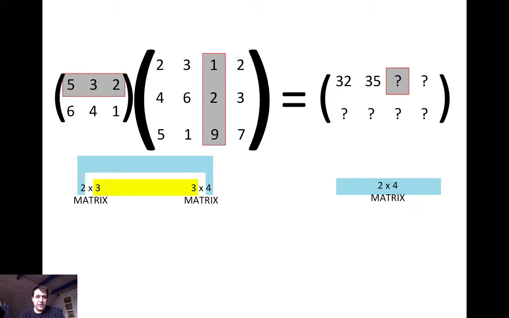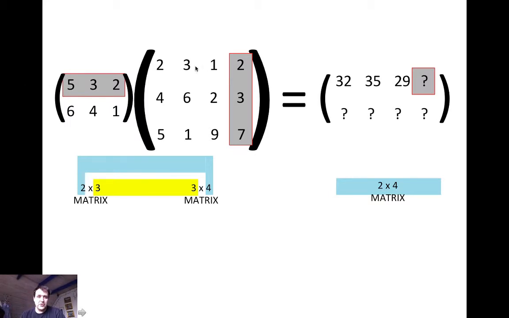And then the next one is row 1, column 3. So 5 times 1, 3 times 2, 2 times 9, add together to give you 29. Then the next one, row 1, column 4, gives you row 1, column 4 of the answer. 5 times 2, 3 times 3, 2 times 7 gives you 33.